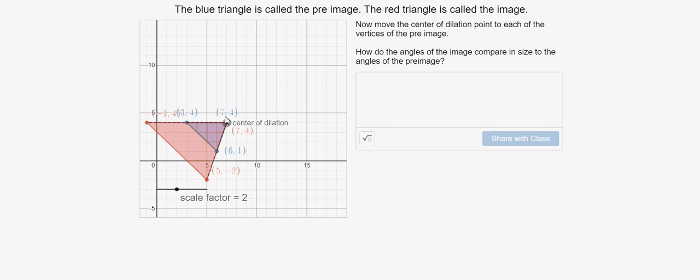Now, what was your scale factor set at? It was set at 2. Well, if you're thinking about the blue to the red, if the scale factor is 2, that means it's twice as big, right? I could fit 2 of these blue triangle lengths here. Same thing, 2 here. And if I move it to this vertex here, 2 here.